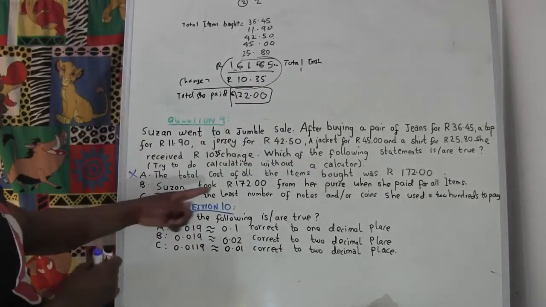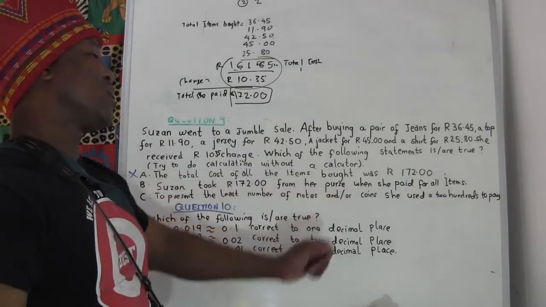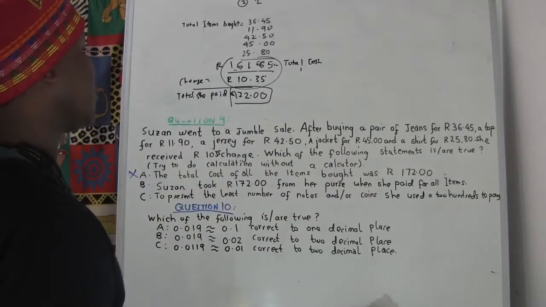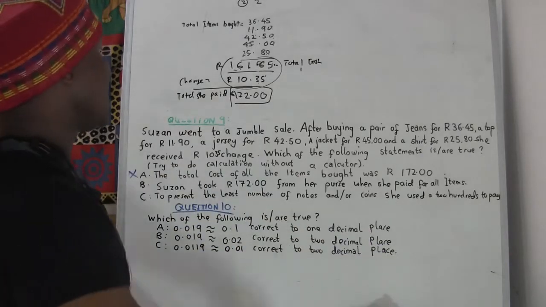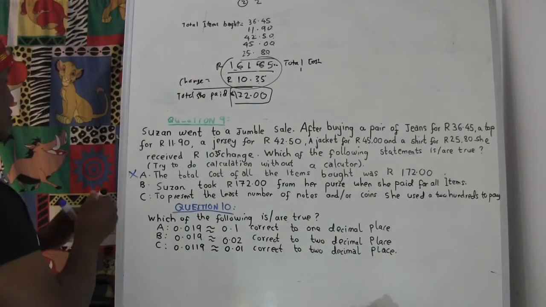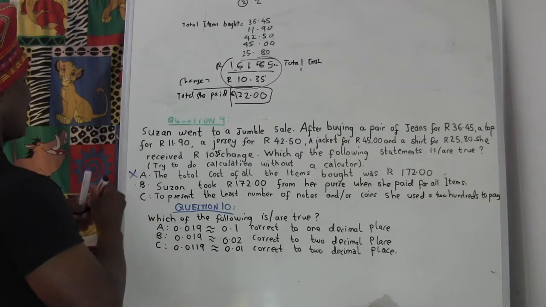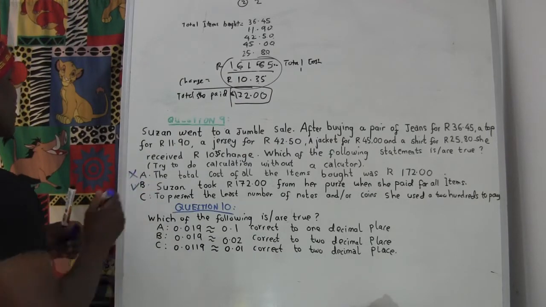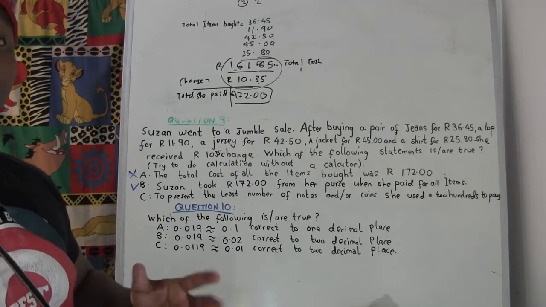Now go for the second. Susan took 172 from her purse when she paid for the item. Oh yeah, it's true. Because she took 172 and this was the cost of the item. She got change of 10 rand. This is true, so I'll say yes. The second one is true. Okay, so option 2 is correct.